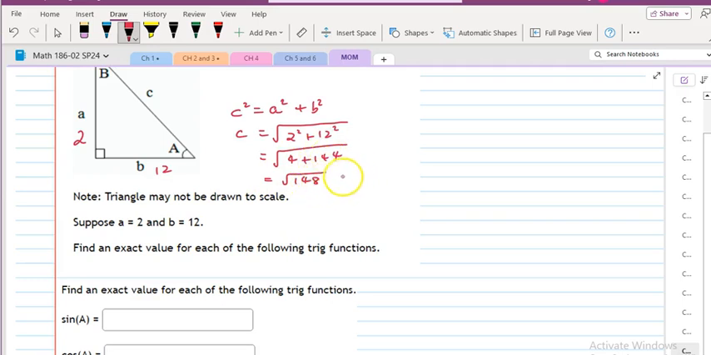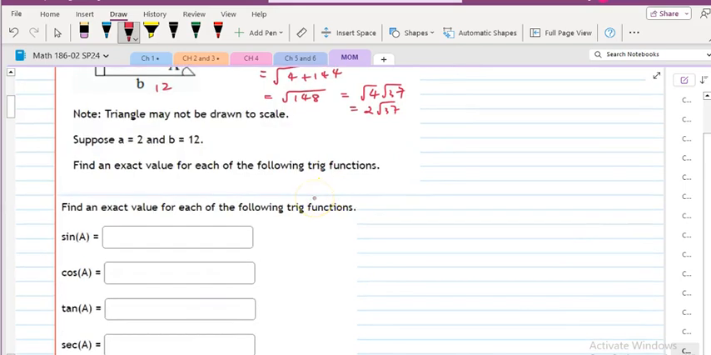The square root of 148 can be simplified as what? I guess we can divide by 4. Yes, 148 is 4 times 37. So it's the square root of 4 times the square root of 37, so it's 2 root 37, right? Now I have all three sides and we can find the ratios without knowing the angles.